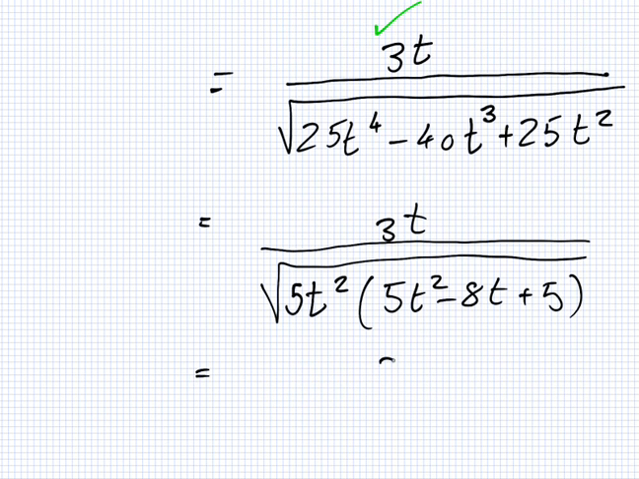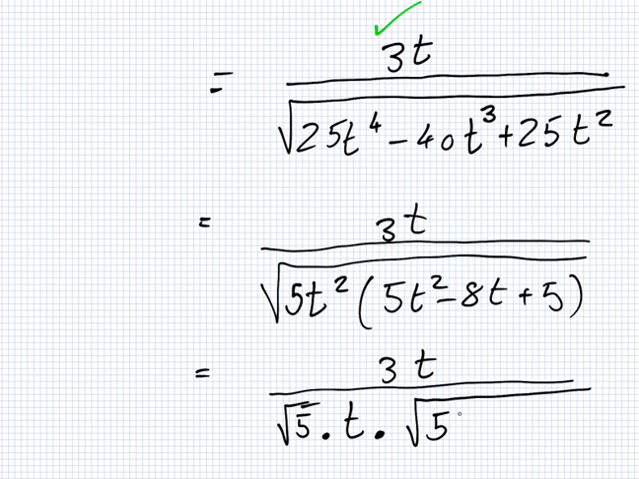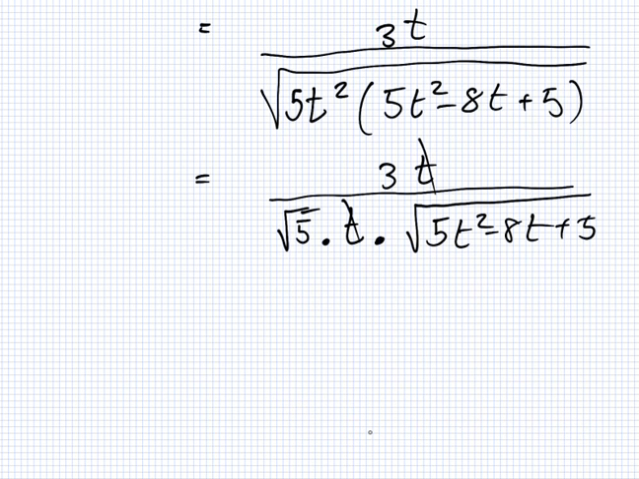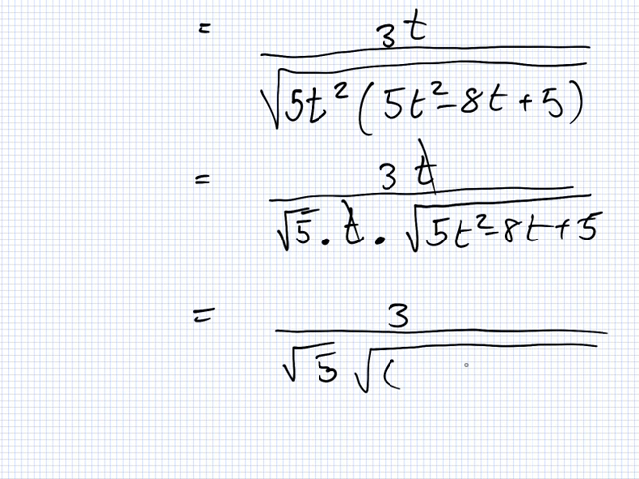So that would be 3t all over root 5 times t times the square root of 5t squared minus 8t plus 5. So that t cancels with that. And does this have factors down here? I don't know. 3 over root 5, let's see if it has factors.